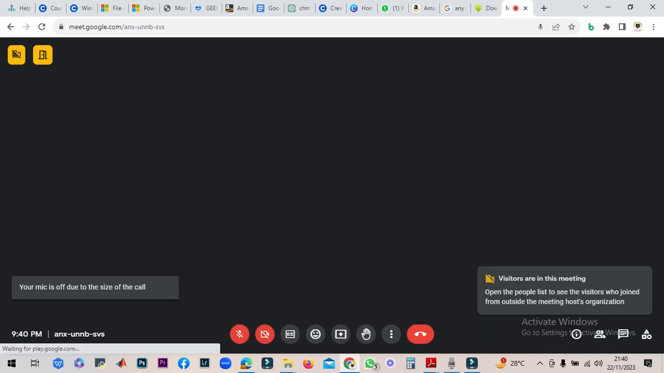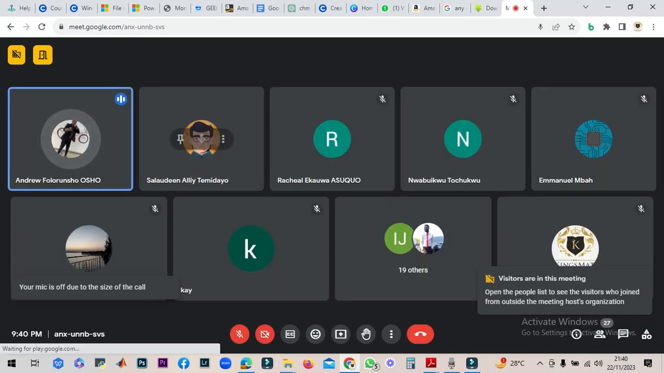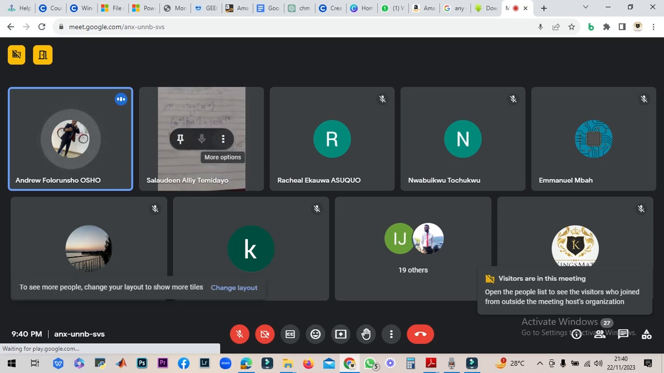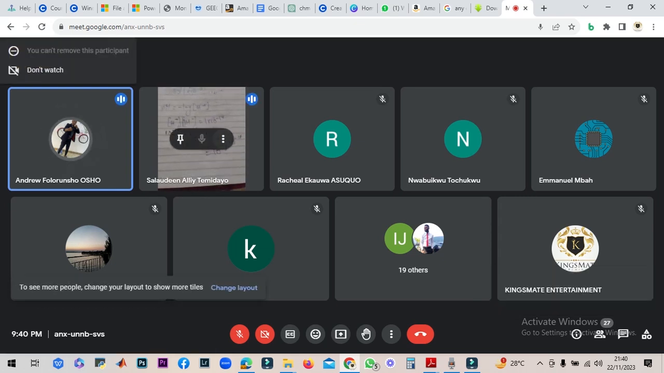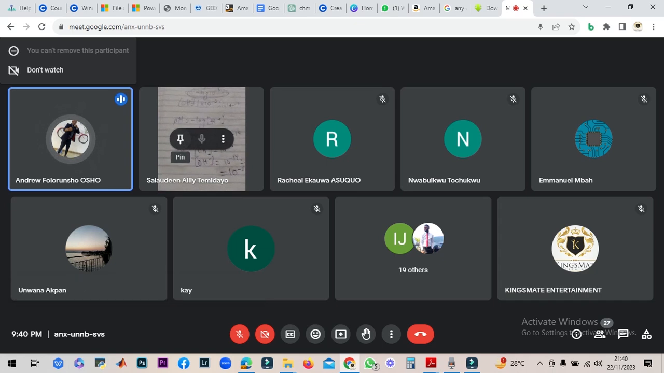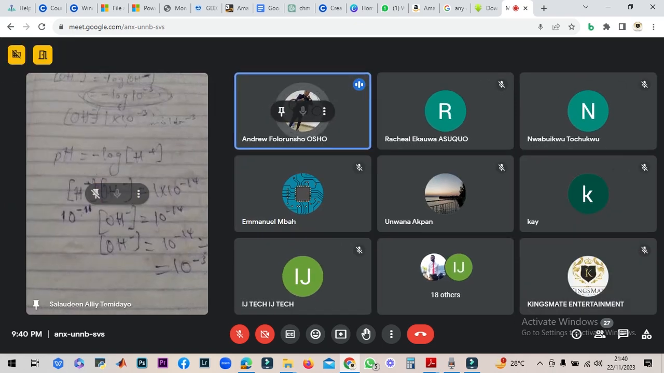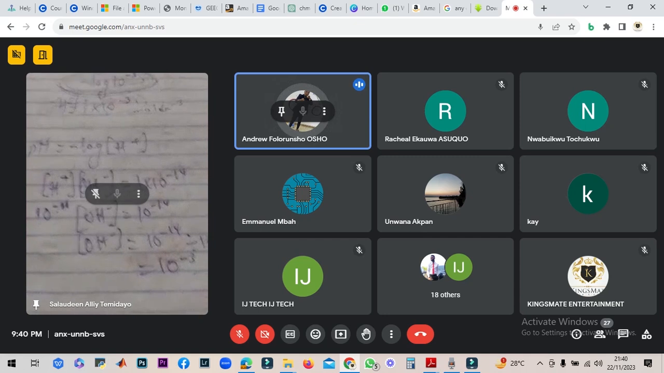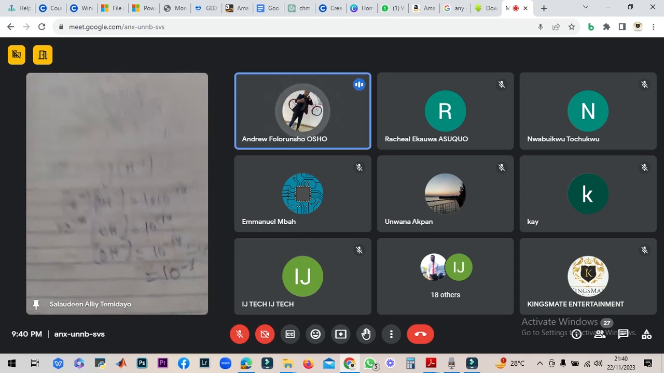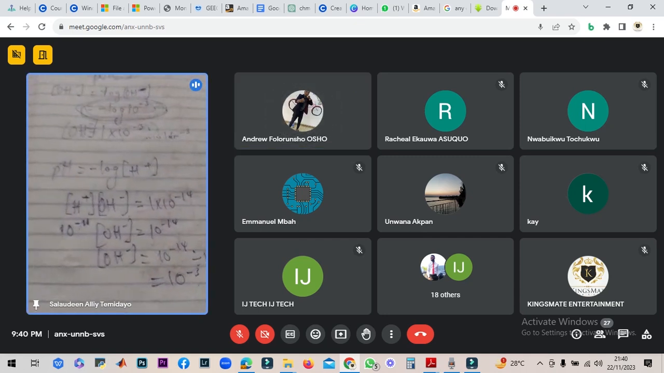I think what we should focus on now is this one that we're given, 11. So automatically that will be 10 raised to power minus 14 plus 11, which will give us 10 raised to power minus 3. We are not given minus 11, it is plus 11.